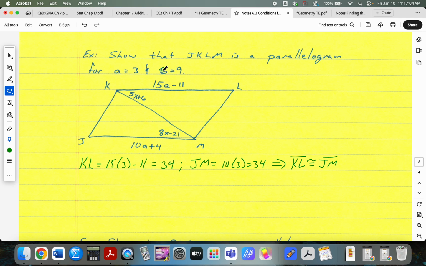And I said B up here. I don't know why I do this sometimes. I changed variables in midstream. Let's make it X so that it matches the variables that are in the problem.